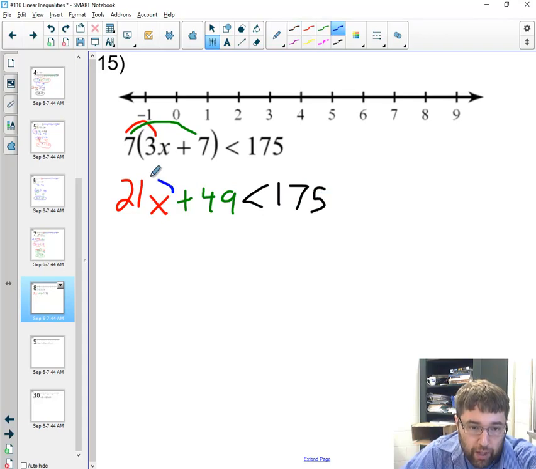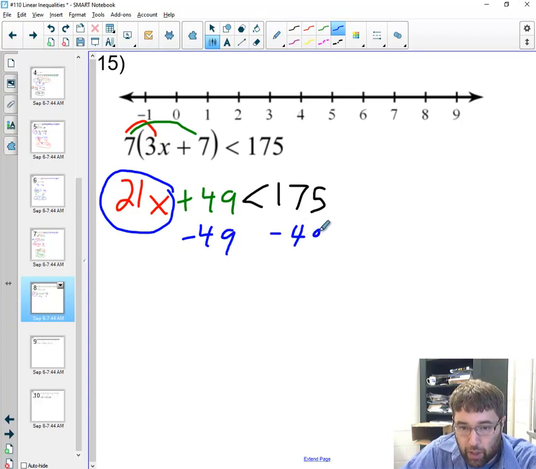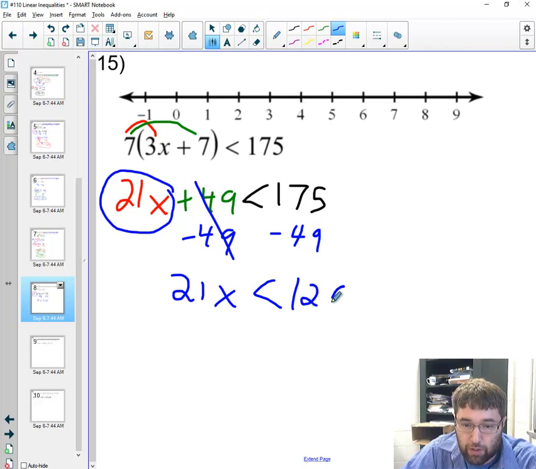We circle the variable, take care of the hater. The hater is the 49, so we subtract 49. Because we're just subtracting, we do not change the inequality sign. These cancel out. I'm left with 21x is less than 126.